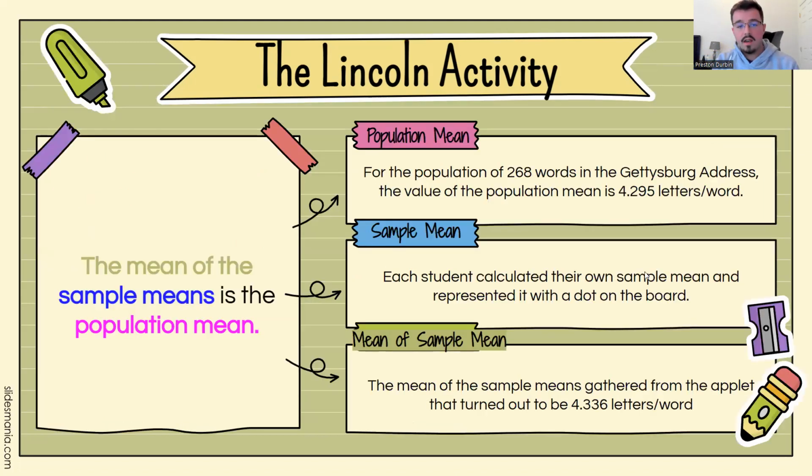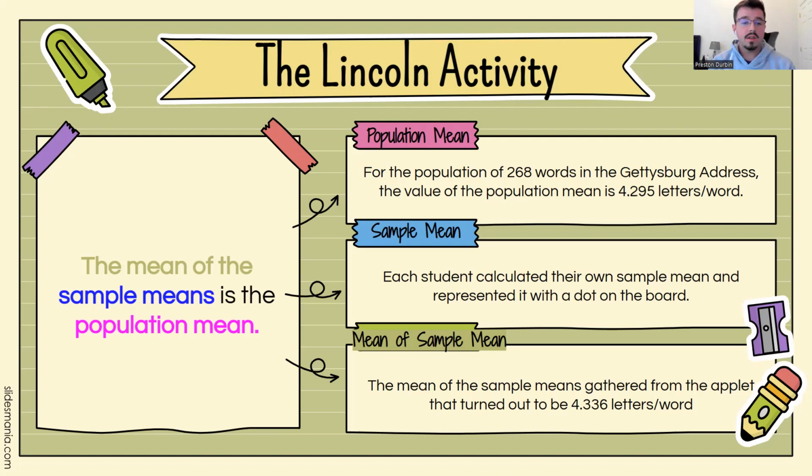And right here, I divided it up a little bit. So we go into the population mean. They should know that for the population of 268 words in the Gettysburg Address, the value of the population mean is 4.295 letters per word. And then the next difference is the sample mean, and each student calculated their own sample mean and represented it with a dot on the board.